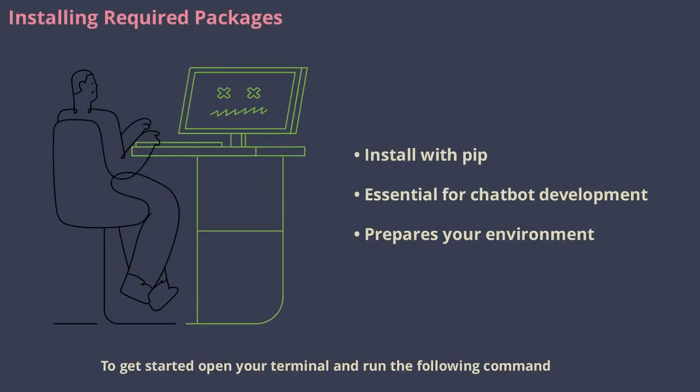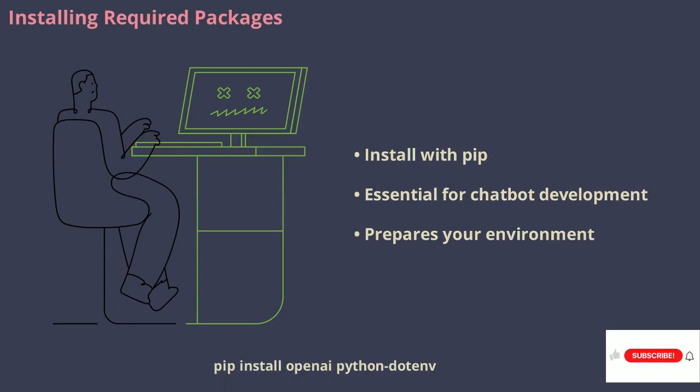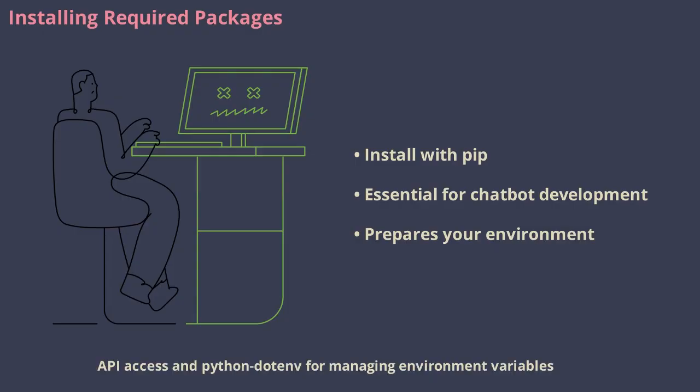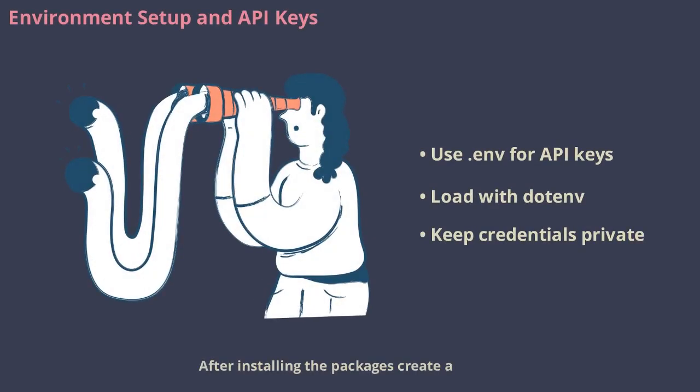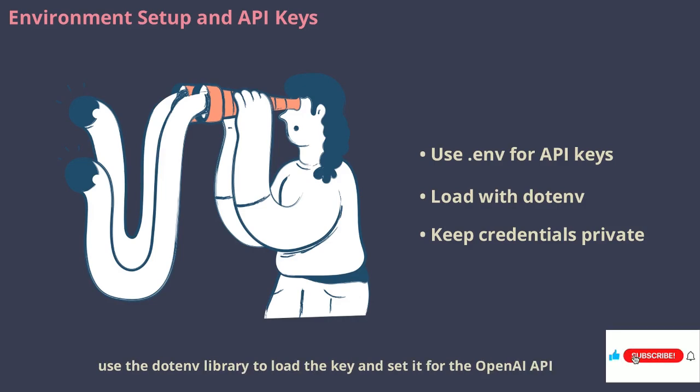To get started, open your terminal and run the following command: pip install openai python-dotenv. This will install the OpenAI library for API access and python-dotenv for managing environment variables. These packages are essential for building and running your chatbot. Once installed, you'll be ready to write code that connects to powerful language models and keeps your API keys safe. After installing the packages, create a .env file to store your API key securely. In your Python code, use the dotenv library to load the key and set it for the OpenAI API.